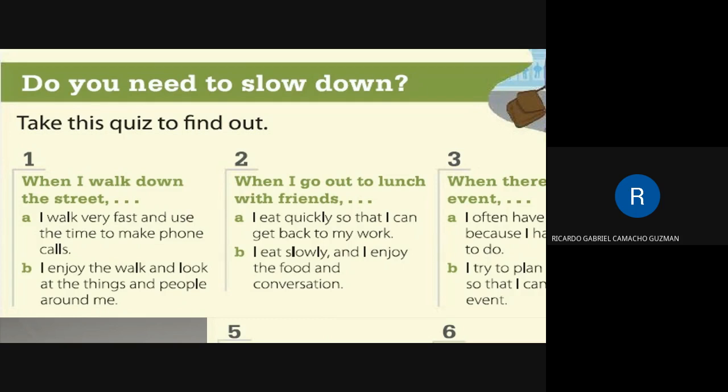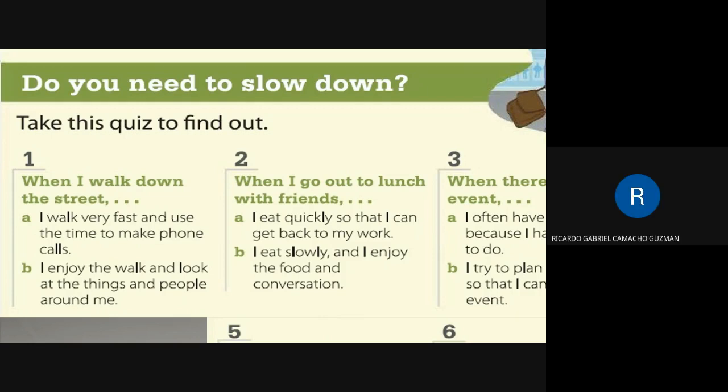So in this case, we have two options. When you walk down the street, you are like A or B. You walk very fast and use the time to make phone calls, or you enjoy the walk and look at the things and people around you. I think that I am more like letter B. But what about you guys? For me, letter A because I'm always late. You're always late? Really? Okay. All right.